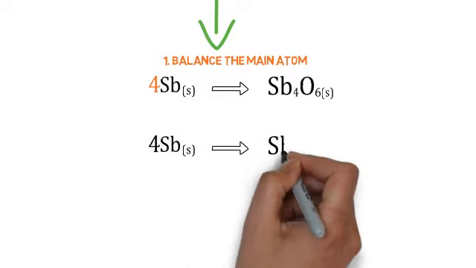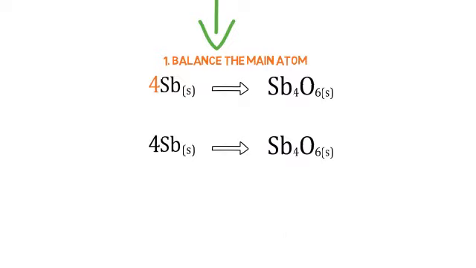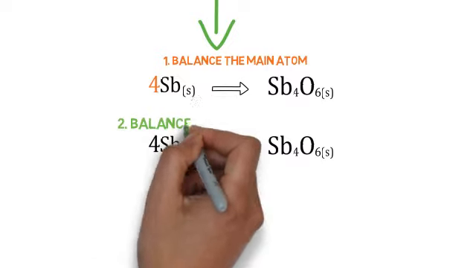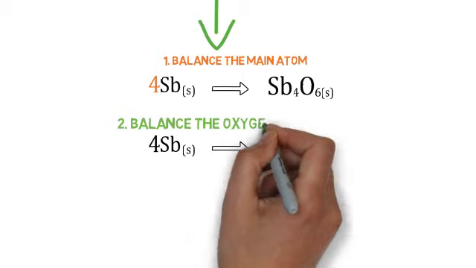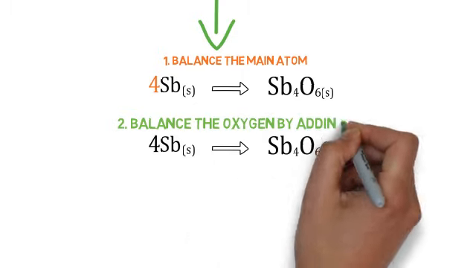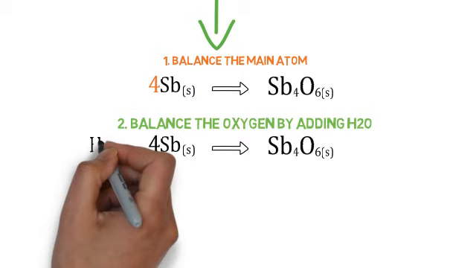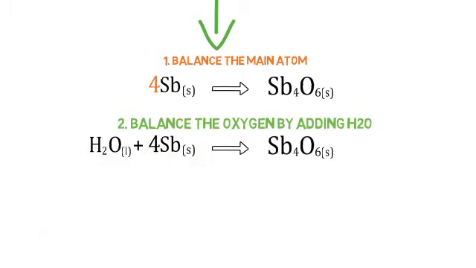The next step is for us to look at those oxygens. So we're going to balance the oxygens by adding H2O. On the right-hand side, we can see that we have 6 oxygens. So we're going to need to add 6 of those water molecules to balance out those oxygens.